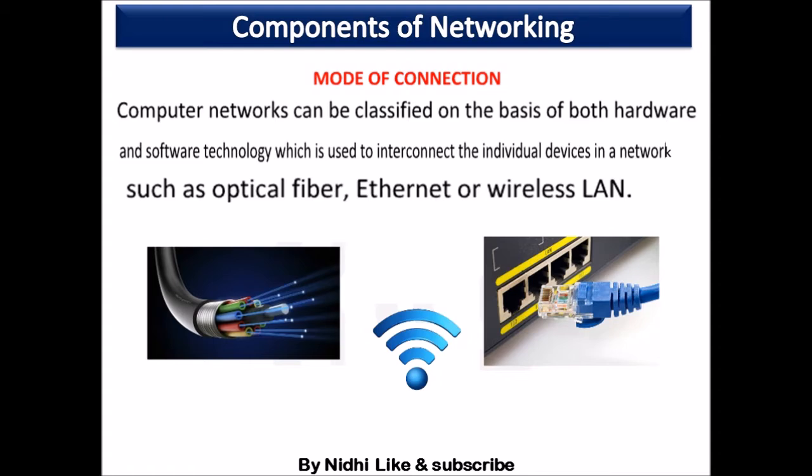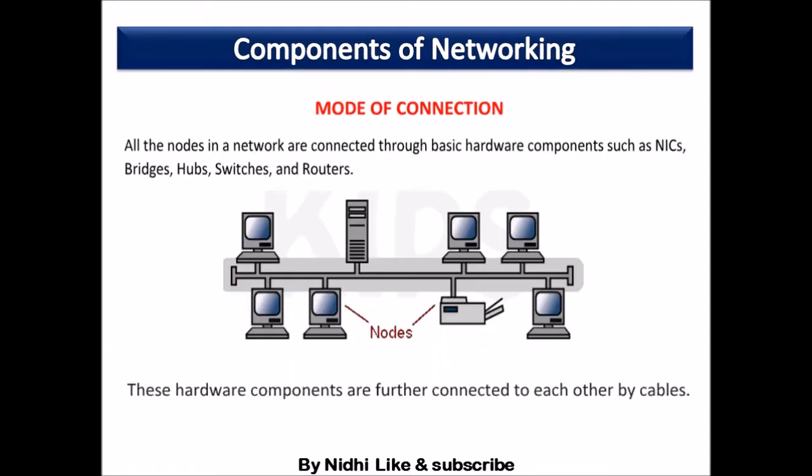All the nodes or all the computers in a network are connected through basic hardware components. They can be connected with a network interface card, or with other hardware devices known as bridges, hubs, switches, or routers. These hardware components are further connected to each other by cables. This diagram is depicting the arrangement of computers with a central cable, or central wire, shown here in the form of lines. So let's talk about them one by one.